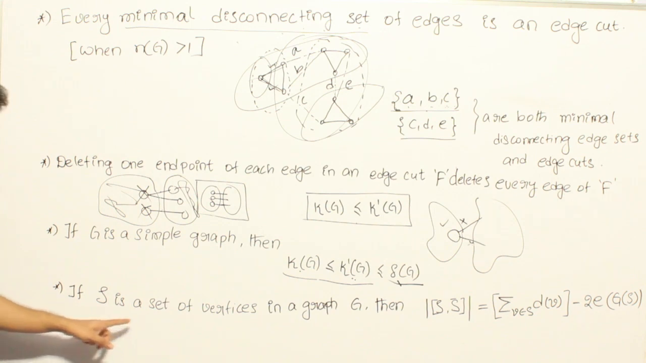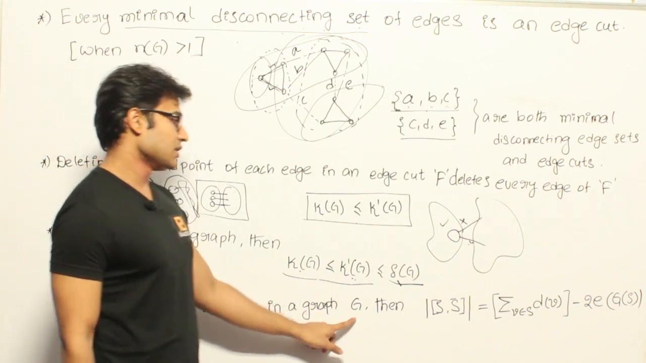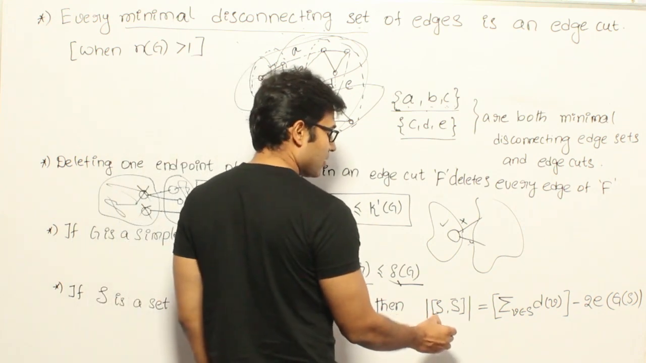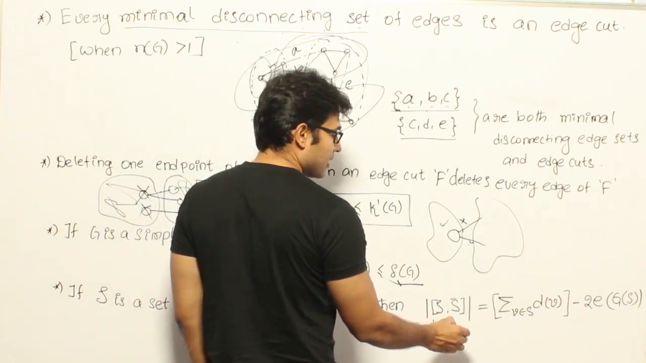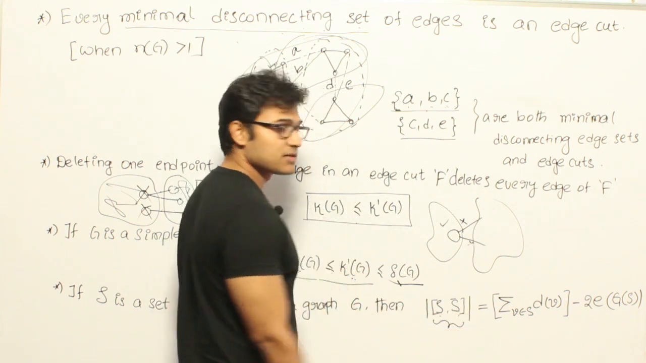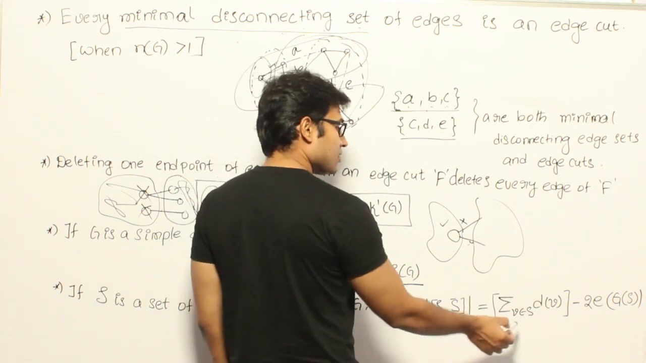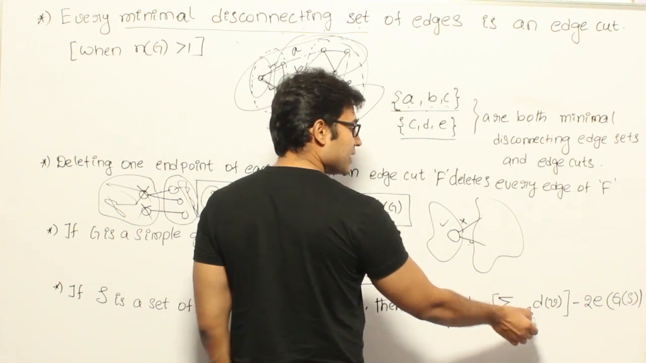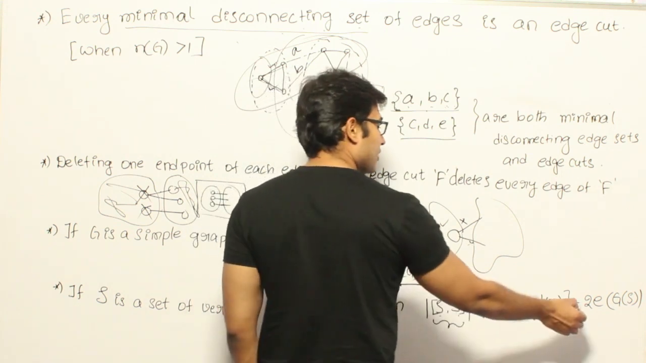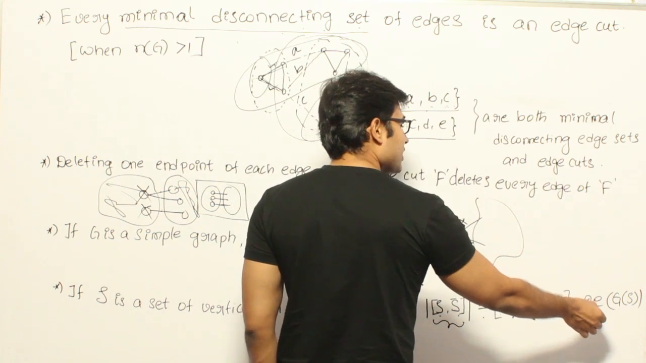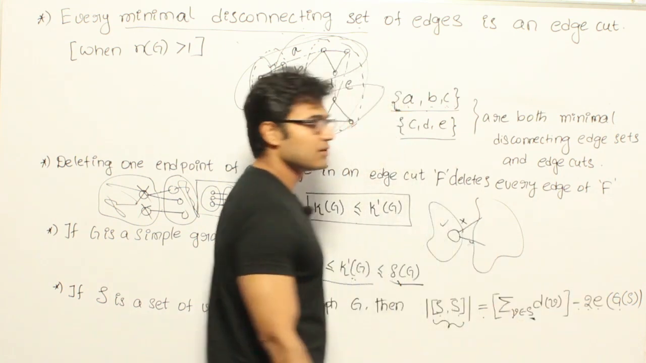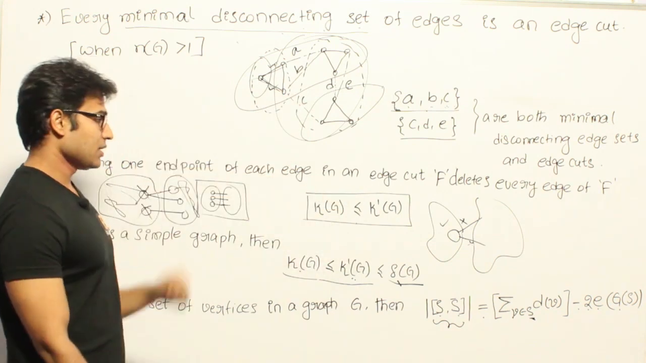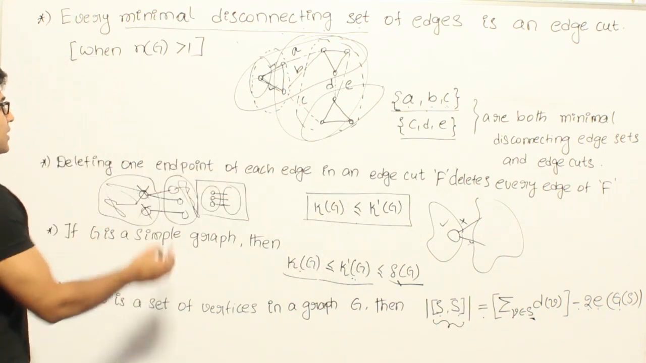Next one is, if S is a set of vertices in a graph G, then the number of edges in the edge cut S comma S dash is equal to the sum of the degrees of all the vertices which are present in S minus twice the number of edges which are present in that set S. So what is the meaning of that one is, let's take an example.